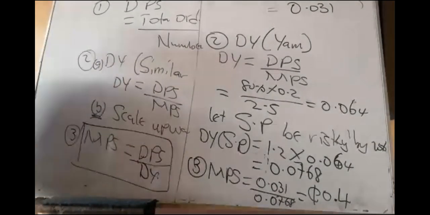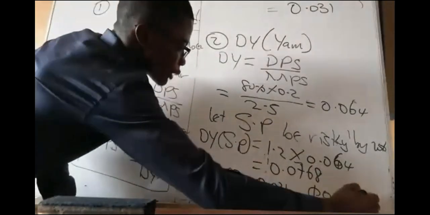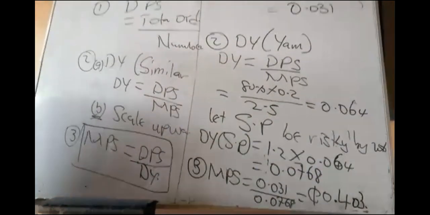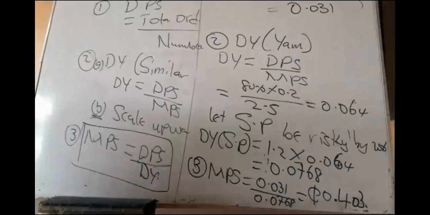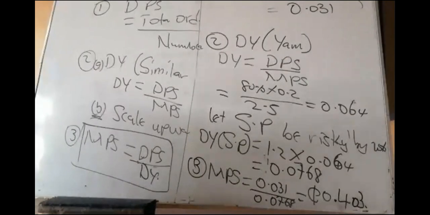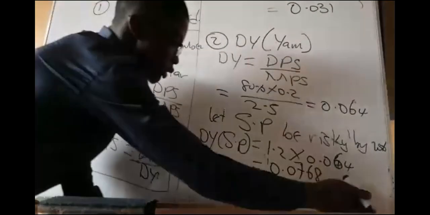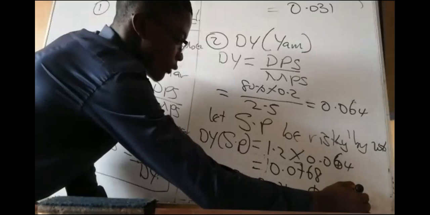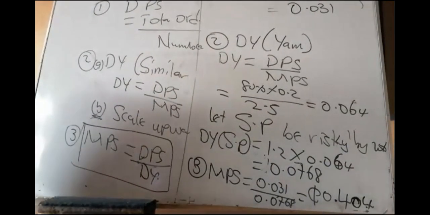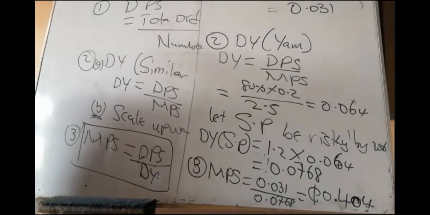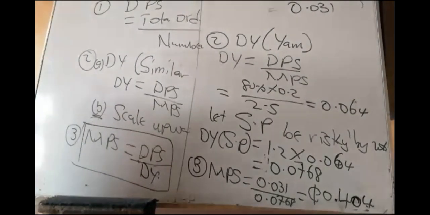So we can add 4.3 to it, 0.403. But still basically it's 3.6, then let's make it 4. So let's round it to be 0.404. That's it. Okay, so we can move on.